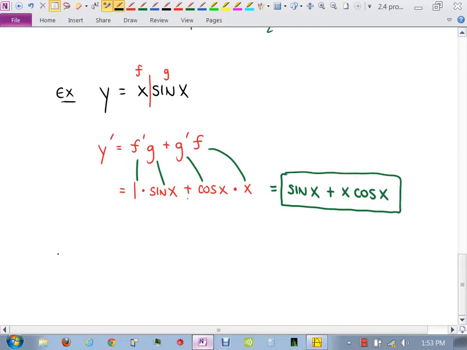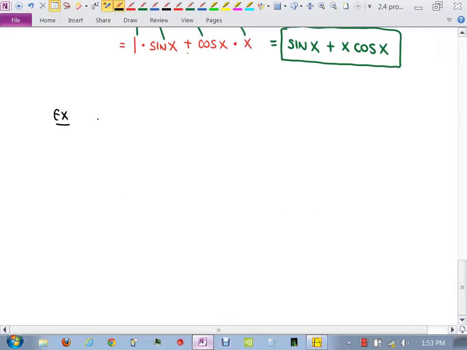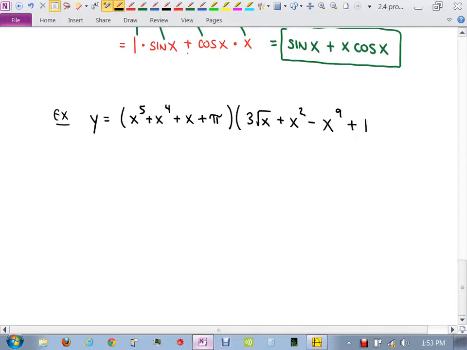All right, let's try another one. Y equals x to the fifth plus x to the fourth plus x plus pi, times 3 square root of x plus x squared minus x to the ninth plus 1.